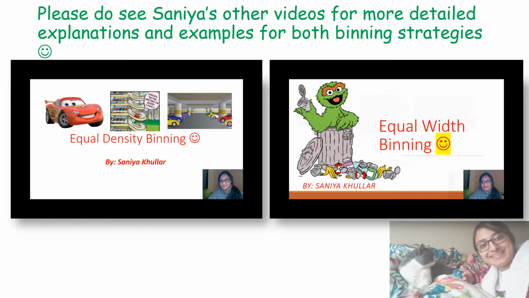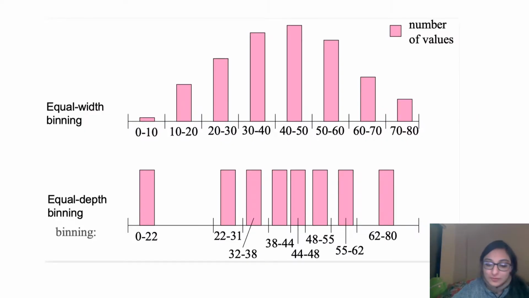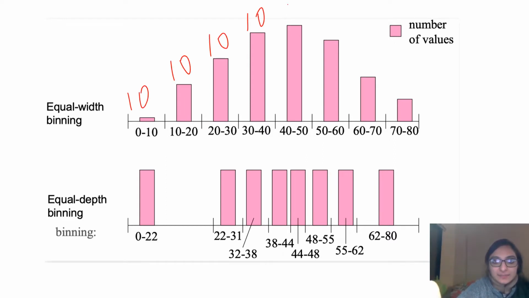There are two main methods that we're going to discuss, and I'm going to cover one in each video. One is equal width binning. For equal width binning, each of these bins has the same width, like it's 10 here, 10 here, 10 here, 10, 10, 10. This is how a histogram typically works. This width is the same, almost like a histogram.